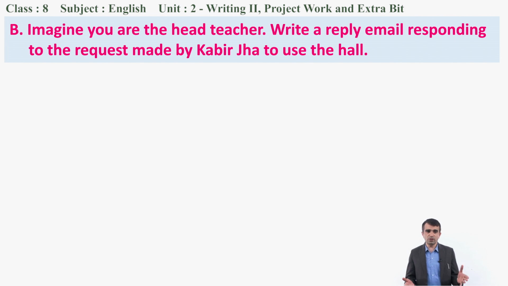Write a reply email responding to the request made by Kabir Jha to use the hall. You have recently read in task A an email written by Kabir Jha requesting the principal to let them use the auditorium hall. Now, as you are the principal or head teacher, suppose you receive that email. Now you should write back to Kabir Jha. You should send one email to Kabir Jha, either giving permission or denying permission to use the hall.